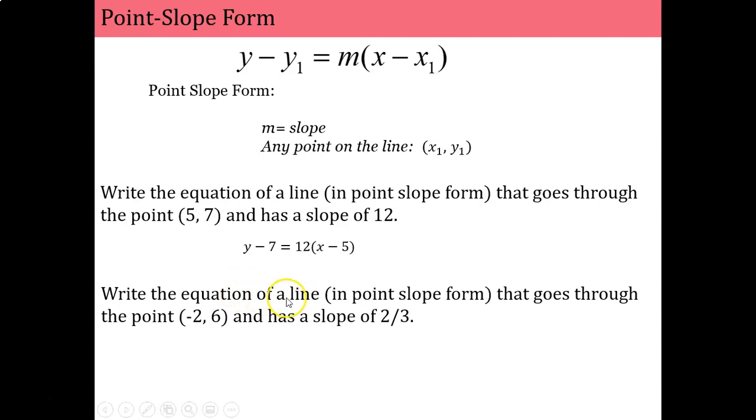Similar question. Write the equation of a line in point slope form that goes through the point -2, 6 and has a slope of 2/3. Pause the video and try this one on your own. Here's my answer.